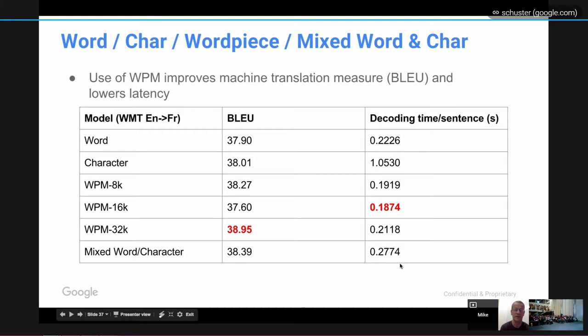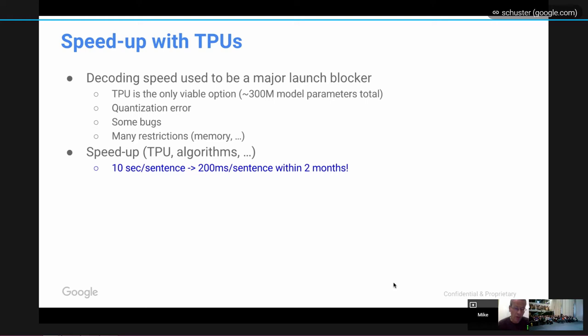Now let's talk a little bit about TPUs. TPU stands for Tensor Processing Units, and those are the hardware cards that I mentioned in the beginning. They were very important for us, because without them we could not have launched. Decoding speed used to be a major launch blocker, and we have about 300 million model parameters in total. We had to deal with a lot of quantization error problems, some bugs on the system, and many restrictions that these TPUs have, for example limited memory.